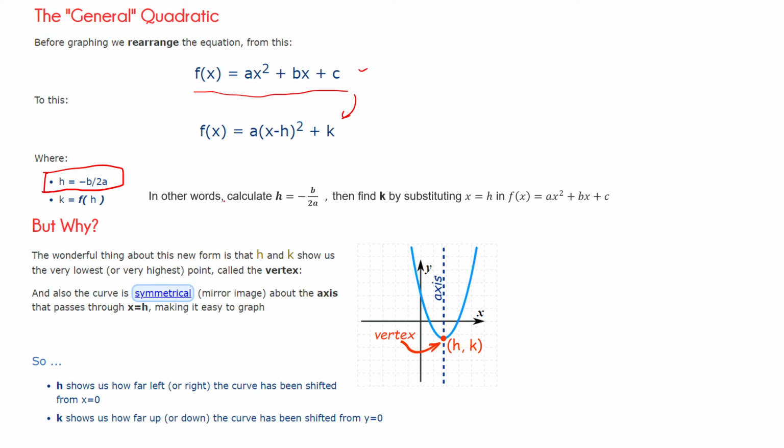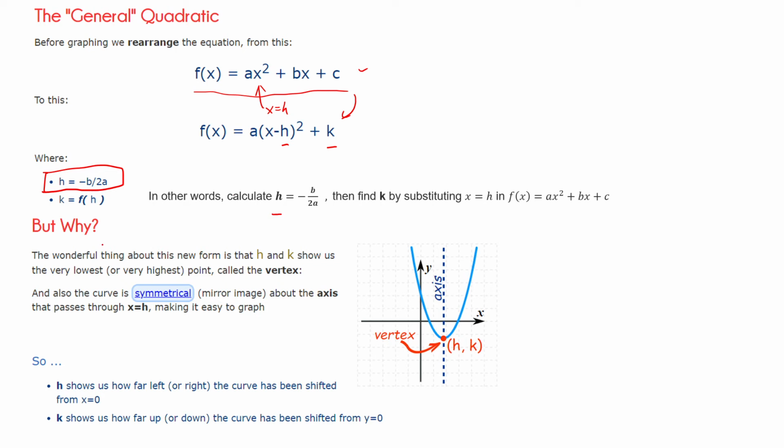So in the vertex formula, h, the x-coordinate of the vertex, is equal to negative b over 2a, and k is found by substituting x equal to h into the function. So substitute x equal to h into this, and we will get the value of k.